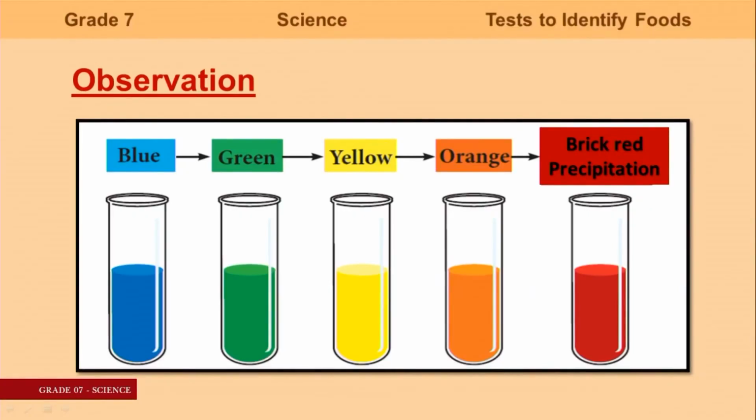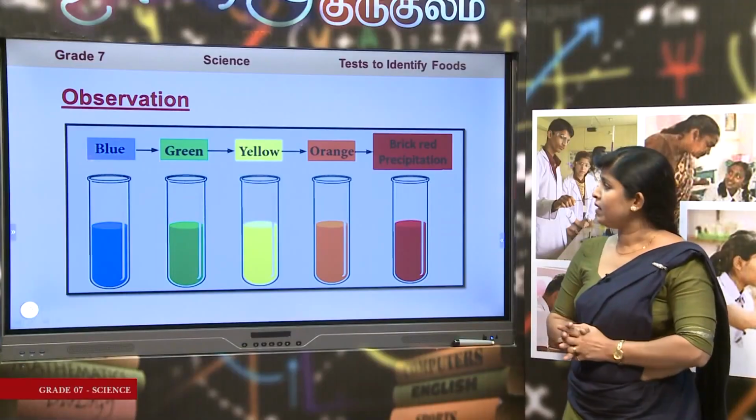Right. Now look at the screen. You can see the change of the color of the solution. Firstly you could see blue color, then it was converted to green, then yellow, then orange, and finally we got a brick red precipitation, right.